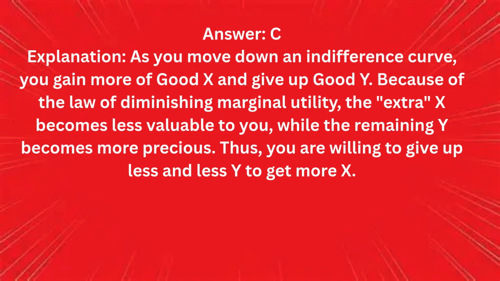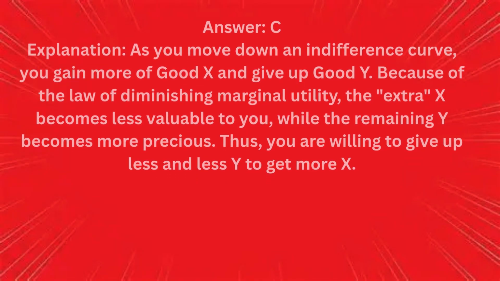Answer, C. As you move down an indifference curve, you are gaining more of good X and giving up good Y. Because of the law of diminishing marginal utility, the extra X becomes less valuable to you, while the remaining Y becomes more precious. Therefore, you are willing to give up less and less Y to get even more X, causing the MRS to fall.